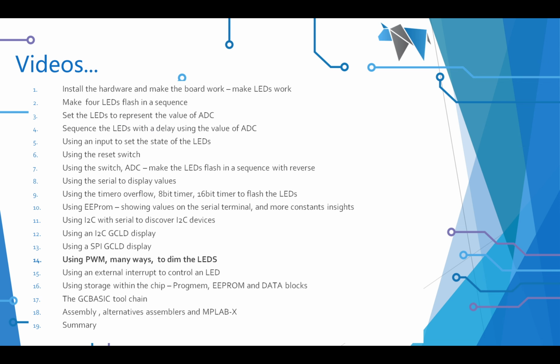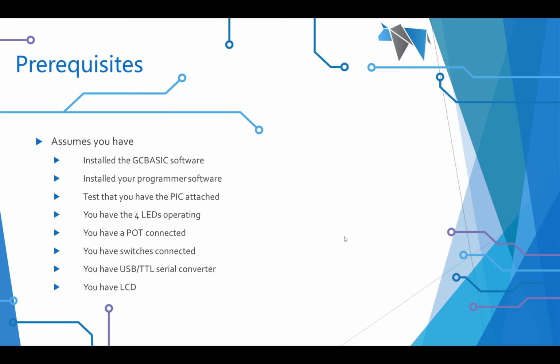Using pulse width modulation, there are many ways to dim the LEDs. Well, as you're going to find out, it's never perfect. This is why legacy chips have a little bit of an issue with pulse width modulation.